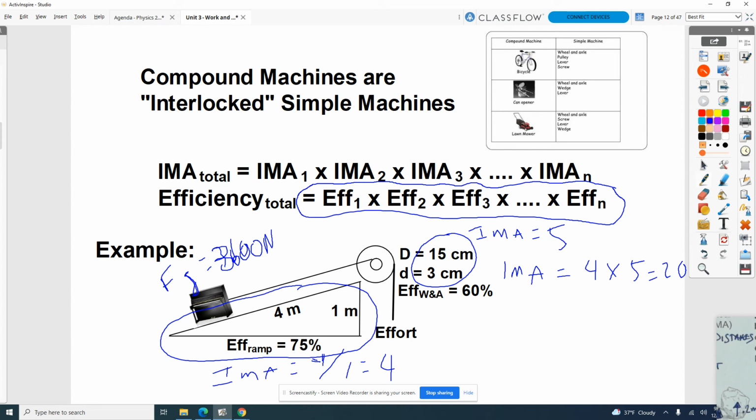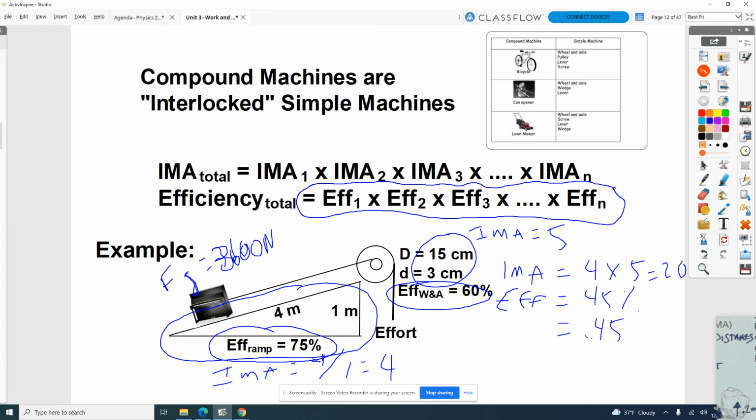But we have some inefficiencies. We see that with the wheel and axle, we're only getting 60% out of what we put in. And for the ramp, maybe we don't have very good wheels on that piano, and there's some friction there. And so the efficiency of the ramp is 75%. So the efficiency is also multiplying. And so 0.6 times 0.75 is about 45% efficiency. Be careful, you've got to make sure that the efficiencies are put in as decimals when you do that multiplication. So we'd say the efficiency is a 0.45 multiplier.